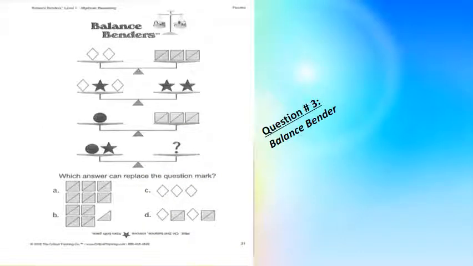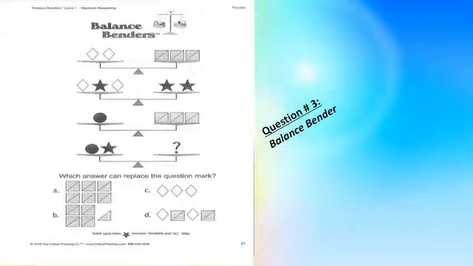Now we move to question number 3. Question number 3 is a balance bender. Always in solving questions about balance benders, Abbas, we should be sure that we are observing the given balances well, okay? Because from the given balances, Joel, we are going to observe something, okay? Tell me, Joel, we have 4 balances, 1, 2, 3, 4. In which balance do you start? In the second.